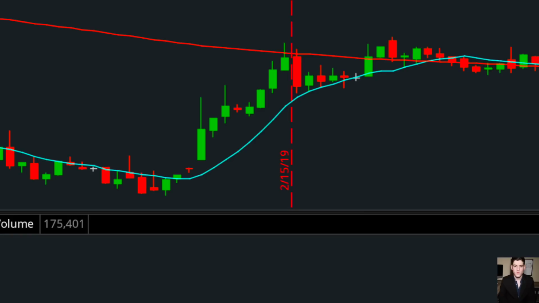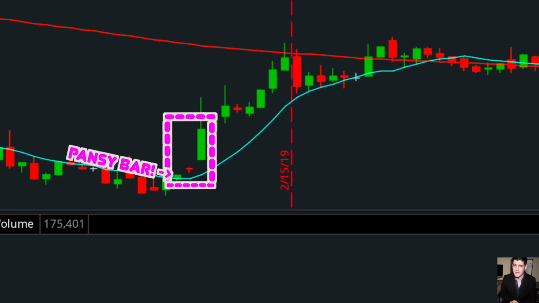Okay, but what if you're looking at a longer term swing trade? Does the 3-bar play work on swing trades? Well, yes, but be careful that you aren't trading pansy bars. With ADMA, we have pretty nonchalant price action, and then boom, we have what appears to be a 3-bar play. But the problem is this isn't a 3-bar play, this is a pansy bar. It fits all of the other requirements, but it's just too weak of an ignition for us.